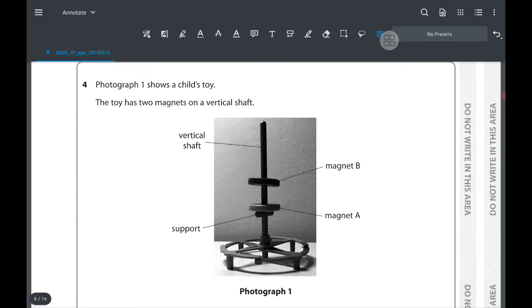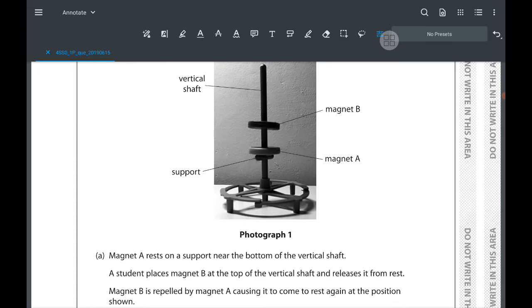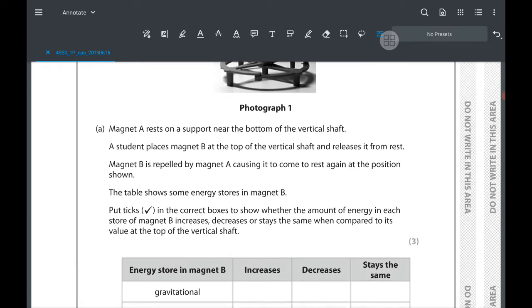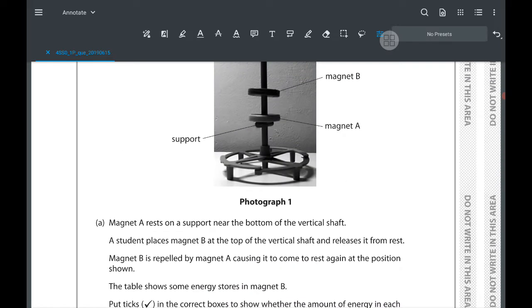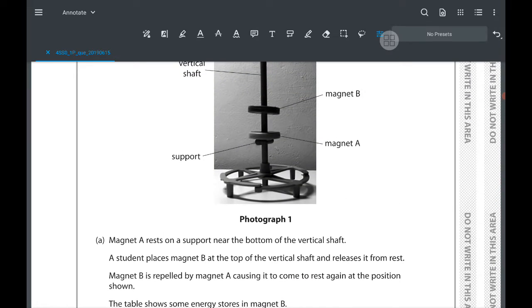Photograph 1 shows Charles' toy. The toy has 2 magnets on a vertical shaft. You can see a vertical shaft, magnet A, magnet B and a support. Magnet A rests on the support near the bottom of the vertical shaft. The student places magnet B at the top of the vertical shaft and releases it from rest. So it's released from rest. Magnet B is repelled by magnet A, causing it to come to rest again at the position shown.